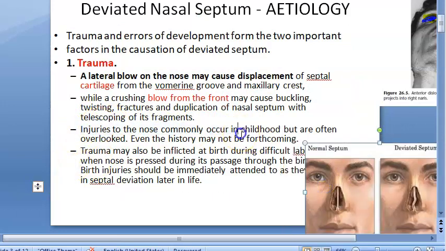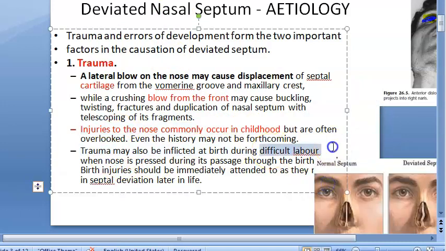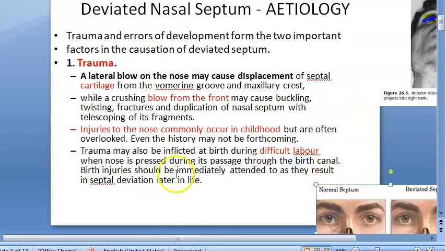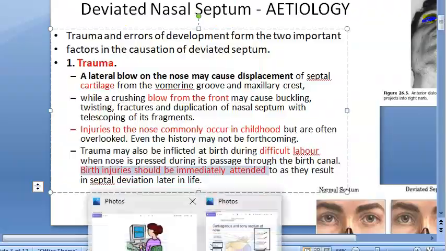Injuries to the nose commonly occur in childhood but are often overlooked. Even the history may not be forthcoming. Injuries in childhood might have happened, and sometimes you may have ignored it. Trauma may also be inflicted at birth during difficult labor. So even during difficult labor, there could be a trauma inflicted on the nose, when the nose is pressed during its passage through the birth canal. Birth injuries should be immediately attended to as they result in septal deviation later in life. Oh, that's interesting. So did you get it, guys?